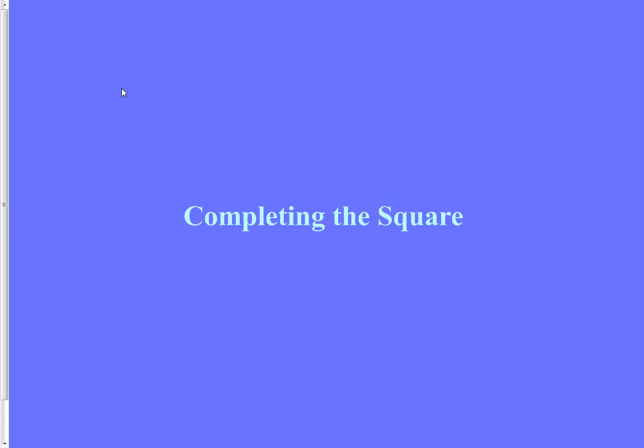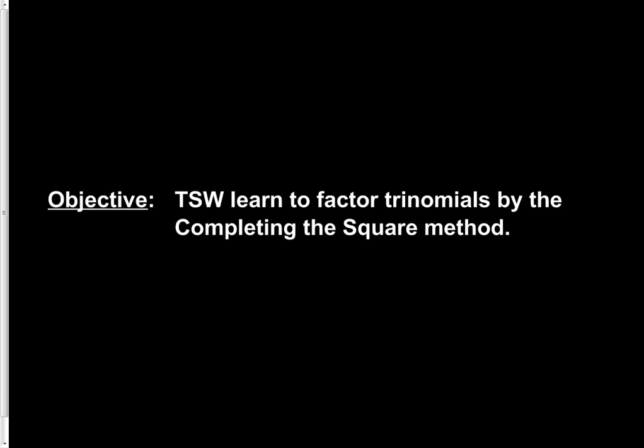These are the last of the factoring notes that we're going to be looking at, and the title of today is Completing the Square. Our objective for today is that the student will learn to factor trinomials by the completing the square method. The purpose of the completing the square method is to find a way around some of the problems that we have been forced to call prime because we could not figure out a way to factor them. Completing the square is going to help us get past that roadblock so that we can actually get to a factored answer. Okay, so let's take a look.